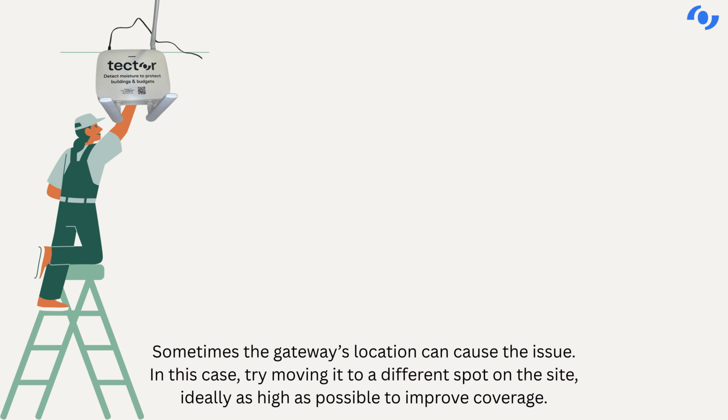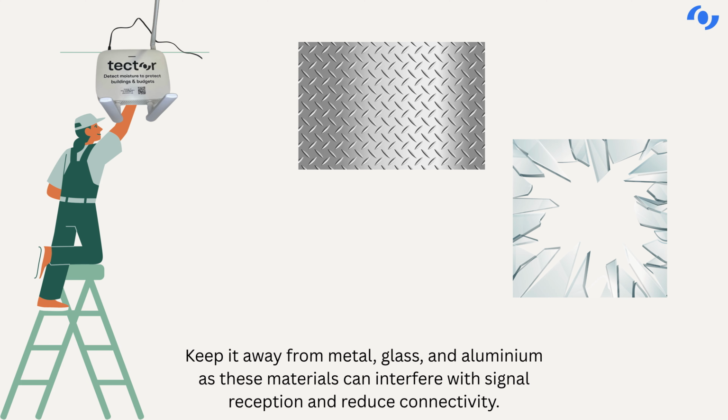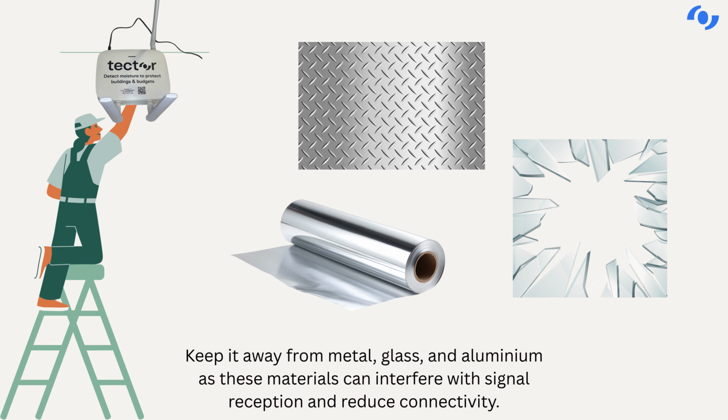Sometimes the gateway's location can cause the issue. In this case, try moving it to a different spot on the site, ideally as high as possible to improve coverage. Keep it away from metal, glass, and aluminium, as these materials can interfere with signal reception and reduce connectivity.